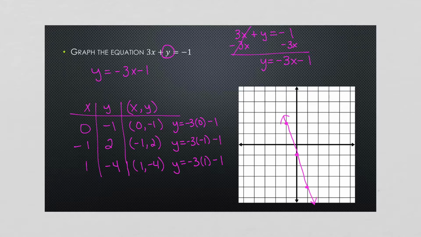And again, if you want to label key points, we're going to label maybe this one. And whenever you write the equation next to the line, always write the original one, the one that our problem started off with, not the one that we turned it into. So write this: 3x plus y equals negative 1. And that's it.